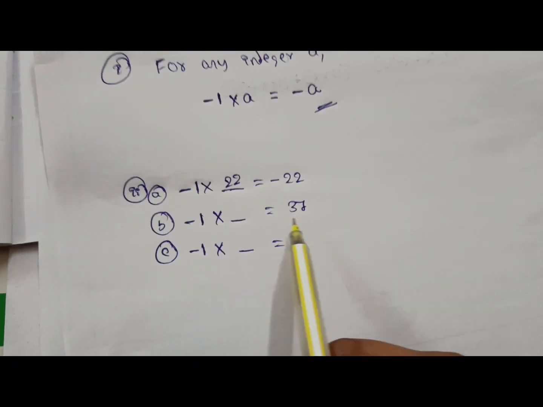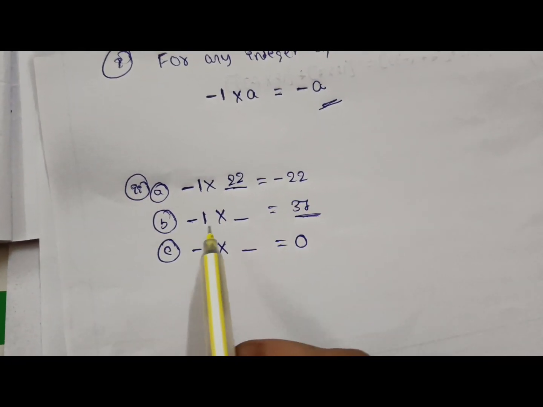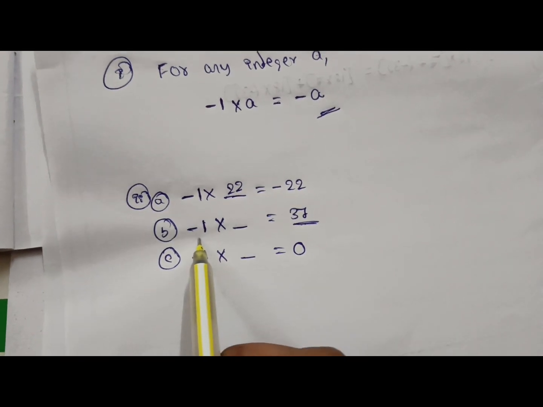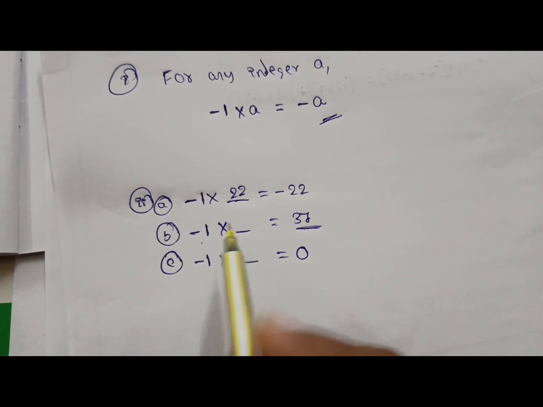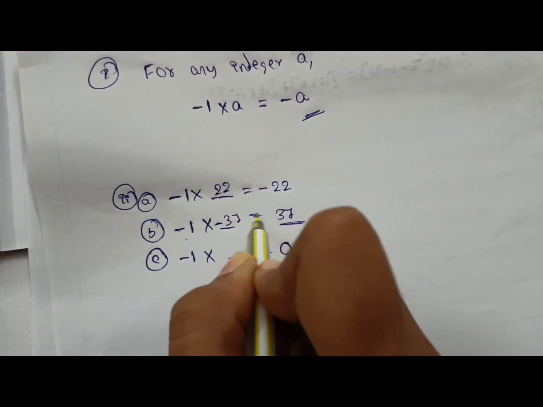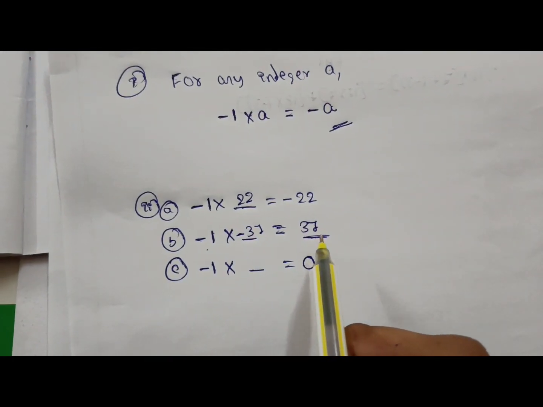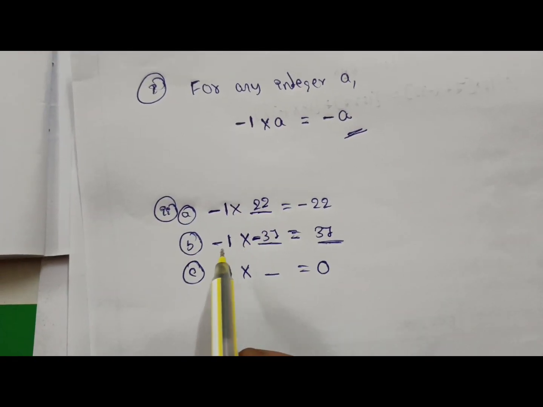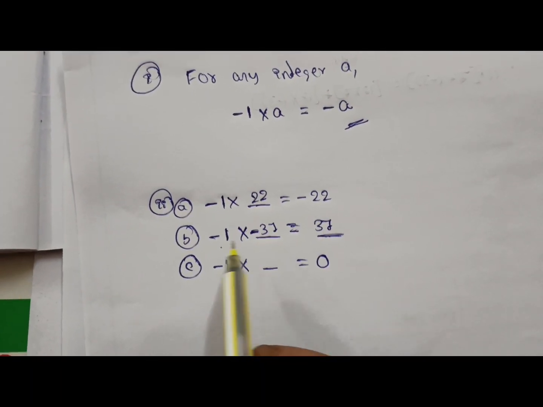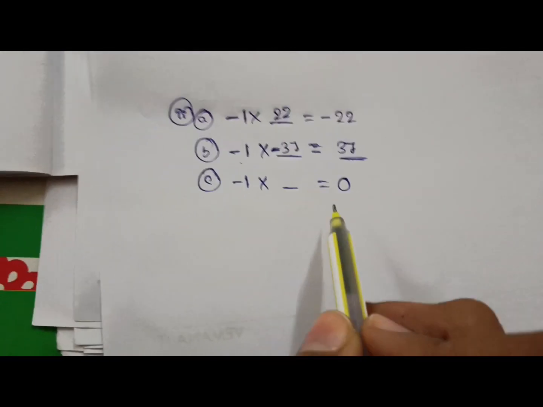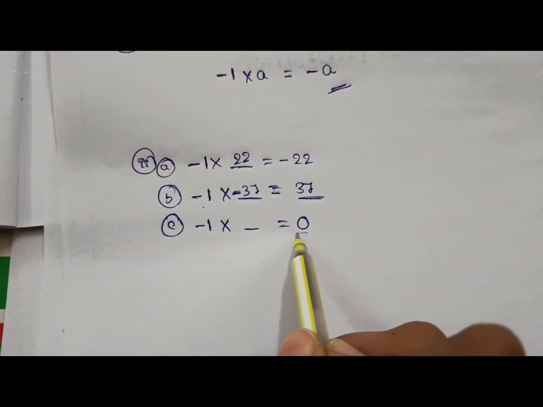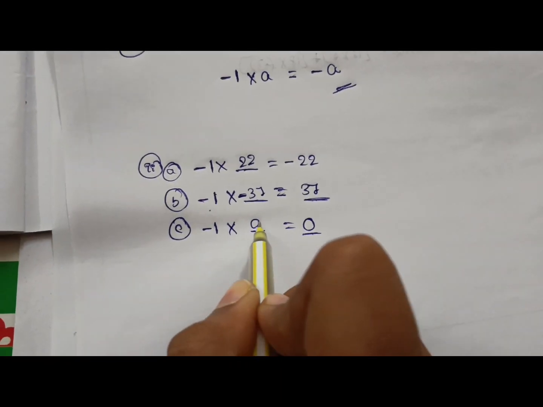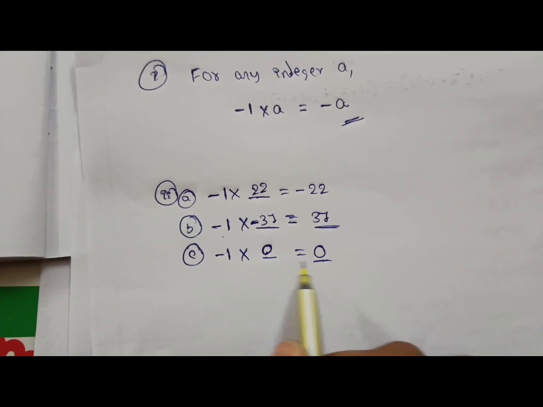Second sub question. Here to get 37, which integer do we have to multiply with minus 1? Minus 1 into minus 37. Here plus 37 is there. So we have to multiply with minus 37 because minus into minus plus. 37 ones are 37. Third sub question. Here to get 0, we have to multiply with 0. 1 into 0, 0.